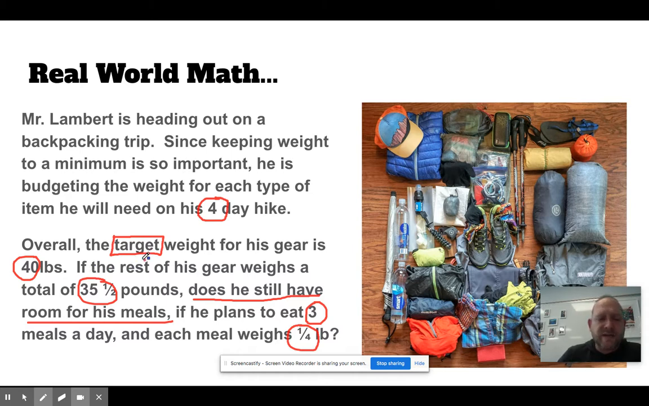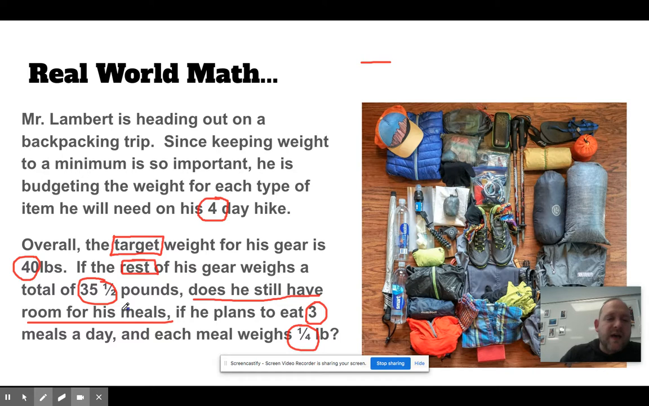If the rest of his gear weighs a total of 35.5 pounds, does he still have room for his meals? Now, if I have a target, that's a starting number, and rest tells me that I'm going to take something away and find the difference between the two. That means I'm going to be using a little bit of subtraction.